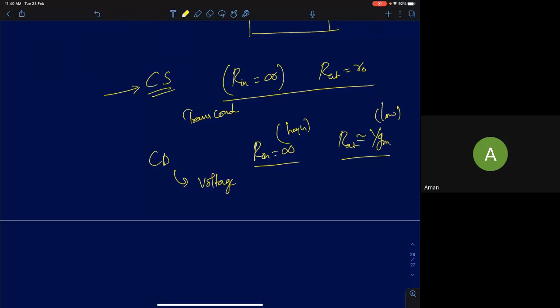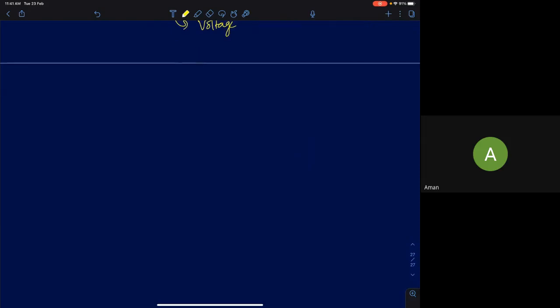Common gate amplifier, on the other hand, represents a current amplifier, which is why we can use it as a voltage amplifier only under certain conditions. It's better suited as a current amplifier, but we can use it as a voltage amplifier under certain conditions. So let's quickly discuss that intuitively. Then I'll make the analysis a bit more complicated after some time.